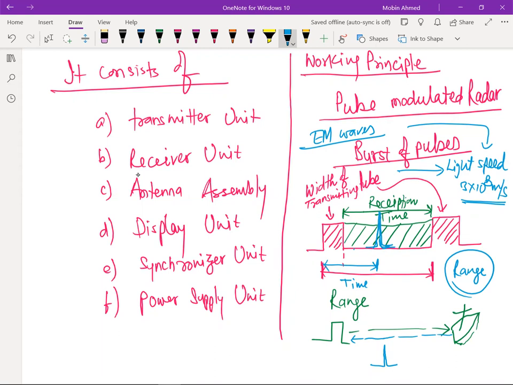Pulse modulated radar means the pulse is going to repeat. And that's why the time of the repeating pulse is also known as PRT, pulse repetition time. This is the width of the transmission pulse, and this is the repeating of the transmission pulse, PRT. These two terms you are going to hear in the radar manual: PRT, pulse repeating time, and width of the transmitting pulse.